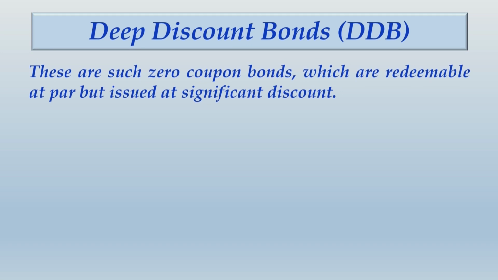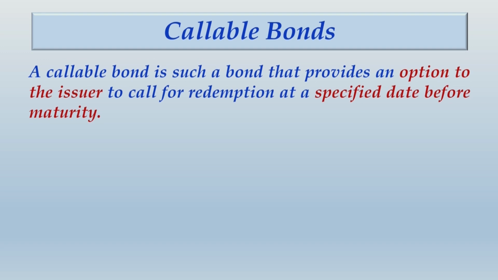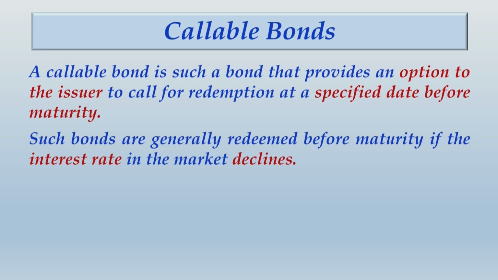Alright friends, you would have finished writing this. Let us move ahead now and write notes on callable bonds. A callable bond is such a bond that provides an option to the issuer to call for redemption at a specified date before maturity. Such bonds are generally redeemed before maturity if the interest rate in the market declines.